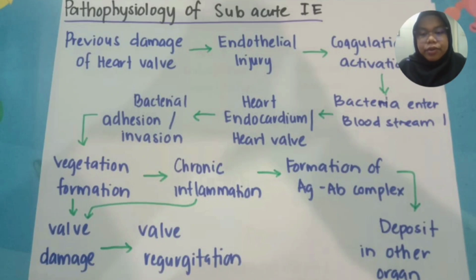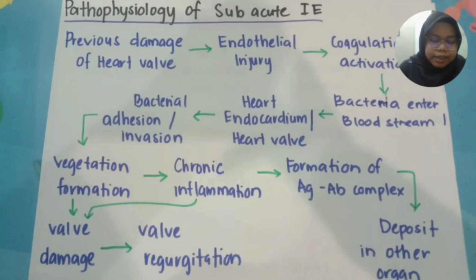So it starts with previous damage of the heart valve, like ventricular septal defect or other congenital defects. So it will cause endothelial damage. From the endothelial damage or injury, it will lead to coagulation activation, but of the sterile type, which does not involve any bacteria.